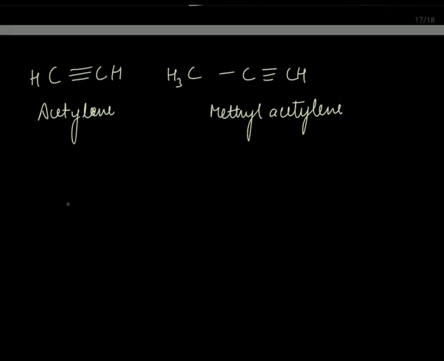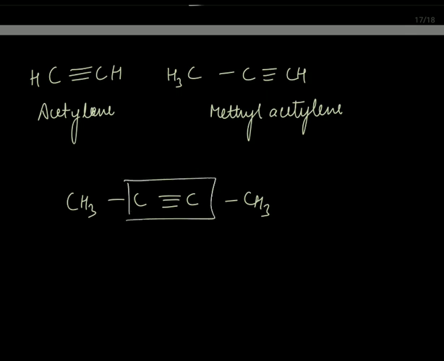Then we go to the next. If we have to understand this, here, if you can see this, this is our acetylene. But we have two methyl groups present on either side. So we will call it dimethyl acetylene, right?